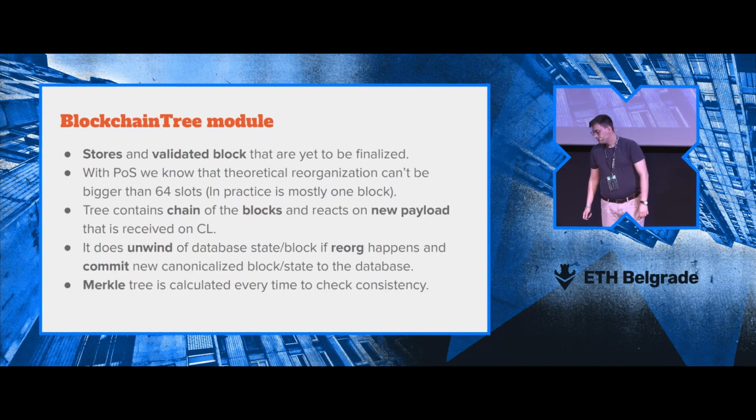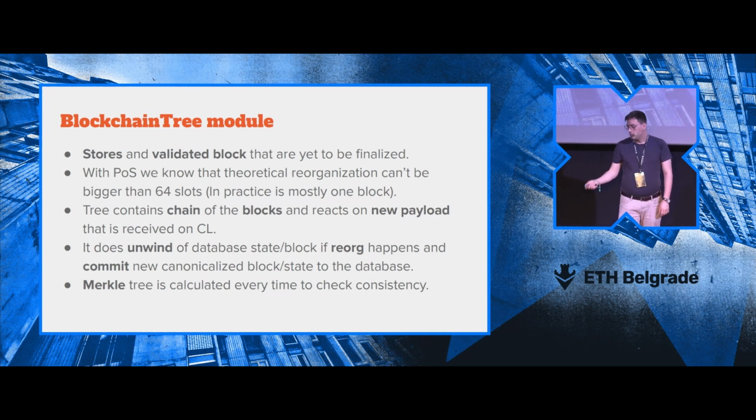Blockchain tree. It is an in-memory structure that stores validated blocks that are received from the consensus layer. It's needed as a separate entity because it allows us to have multiple sidechain blocks that can potentially be received, and it does reorganization of our canonical chain, which is the database. The Merkle tree is, of course, calculated to check everything.